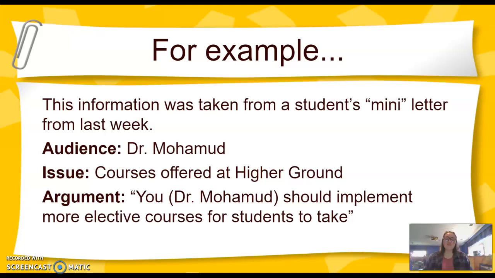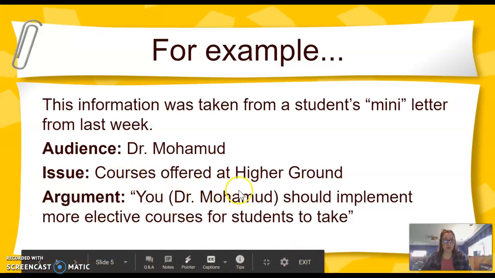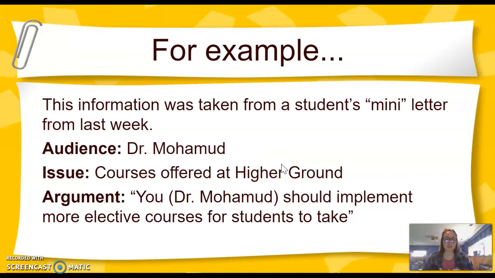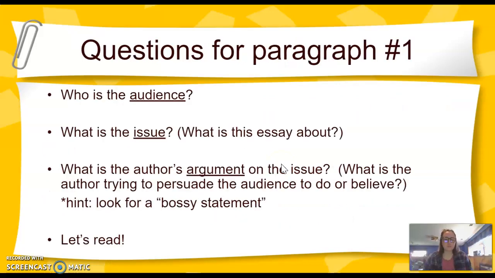Here's a better example, more relevant to what we're doing. This information was actually taken from a student's mini letter that they wrote last week. So their audience was Dr. Mohamud, the principal at Higher Ground. The issue in general was just courses offered at Higher Ground. So without that bias in there, the issue is courses offered. And the argument that he posed was, you, Dr. Mohamud, should implement more elective courses for students to take. So he thinks that this person, this audience, right, should do this thing about this issue. And then he gave a bunch of reasons why, which we'll get into tomorrow.